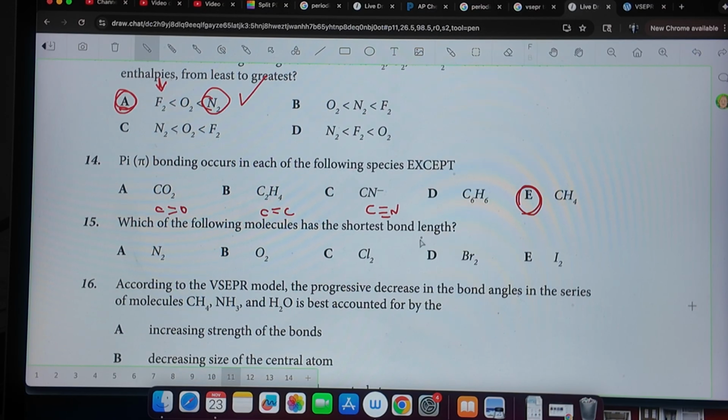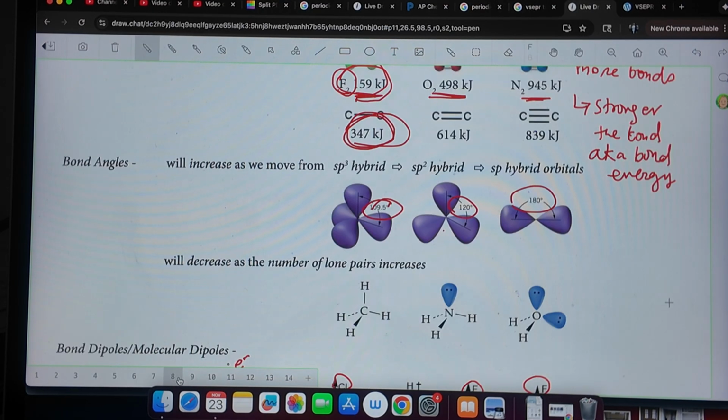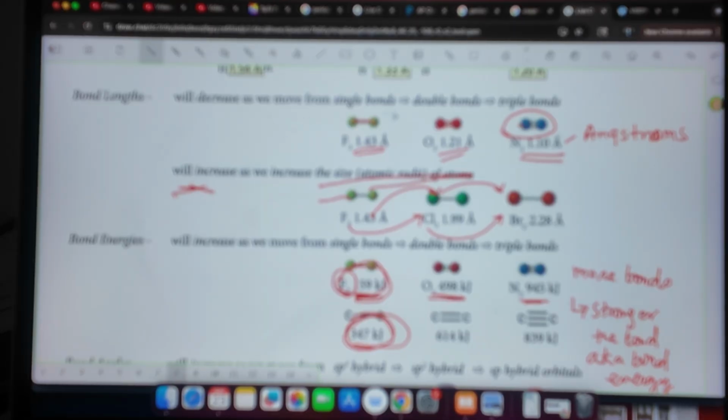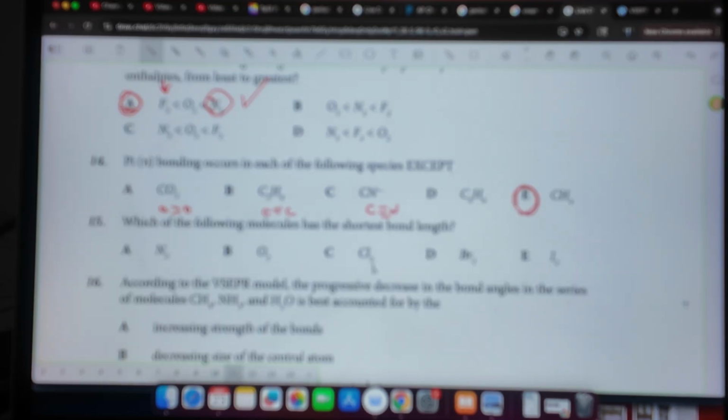Which of the following has the shortest bond length? Okay, so if we go back here, bond angles, bond energy, and bond length: it'll decrease as we have triple bonds, and it'll increase as the atomic radius increases. So one of those factors should reveal what we are looking for. Okay, so which one has the shortest bond length? These are all double bonded. Okay, so whichever one, what did they say?